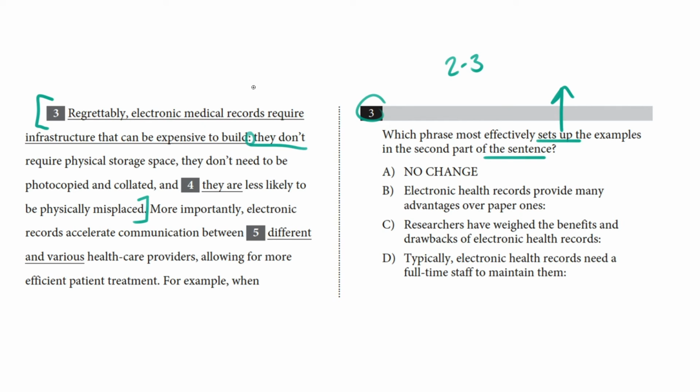Now, a colon can do other things besides set up a list. It can also introduce an example or an explanation or a quotation. This says, regrettably, electronic medical records require infrastructure that can be expensive to build. This is a negative expression. We've got regrettably here. They don't require physical storage space. They don't need to be photocopied and collated, and they are less likely to be physically misplaced. Now, all of these sound like positive attributes of digital medical records rather than negative attributes.